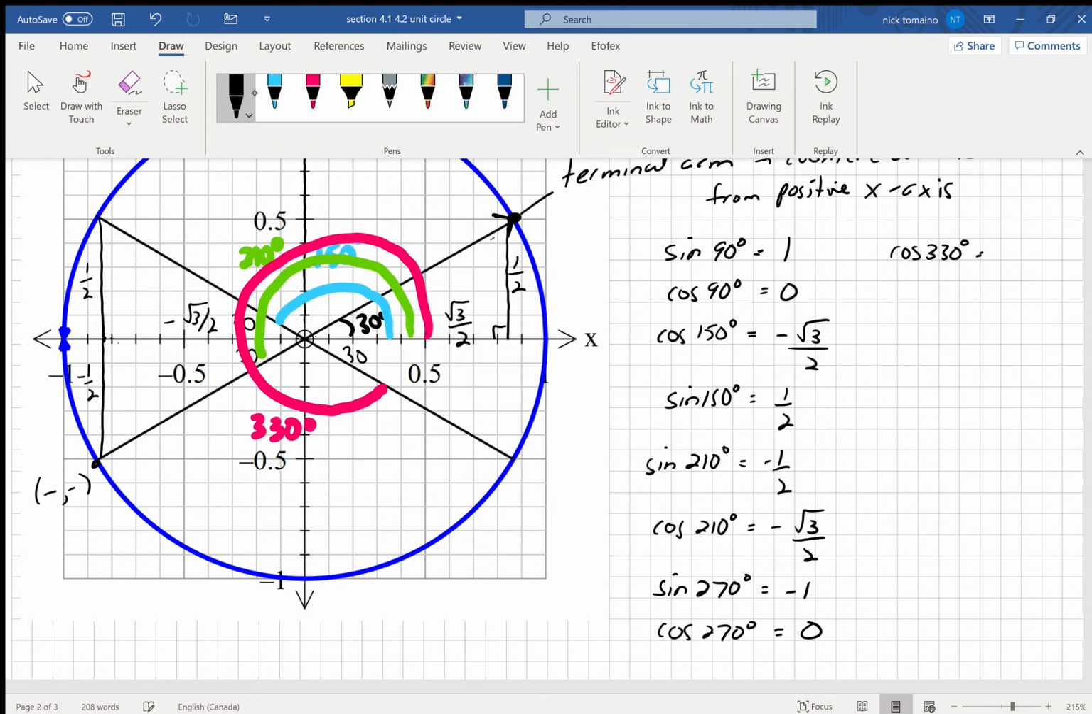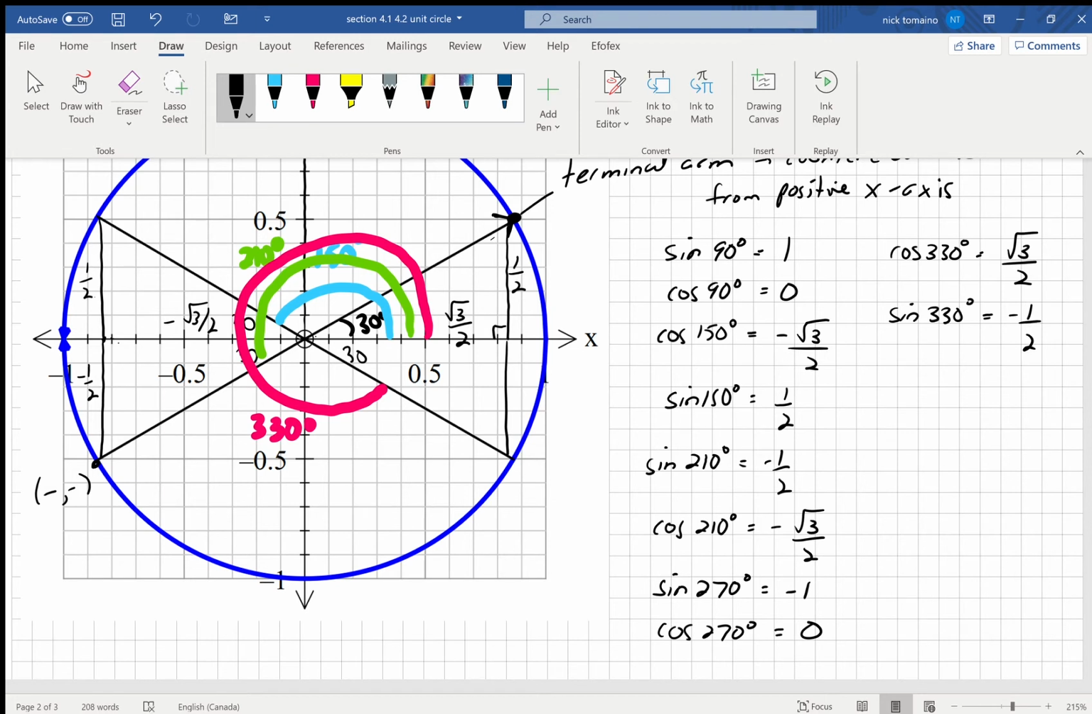Okay, again, it's the same triangle, and the cosine is just the adjacent. So because now we're positive again, it's going to be √3/2. And then we're going to have our sine of 330, which is, and because it's below the axis, it's going to be negative 1/2.